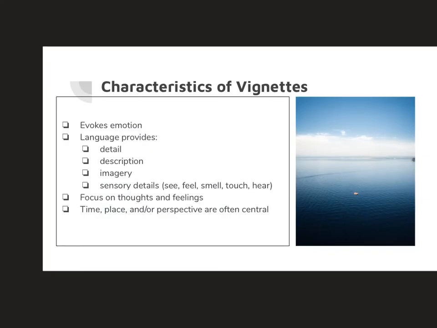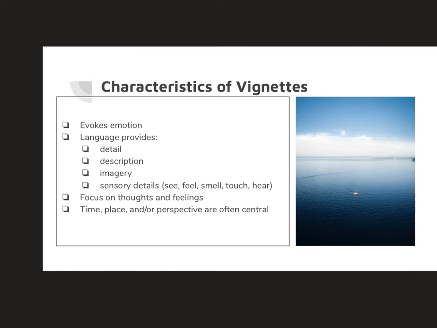All right, next are characteristics of vignettes. Like we've discussed already, the whole point of a vignette is to tell a story and evoke emotion. We do this by using language that packs in lots of details and description. We paint a picture with our words, we use lots of imagery, and then we use lots of sensory details so the reader can see and feel and smell and touch what you're describing to them.